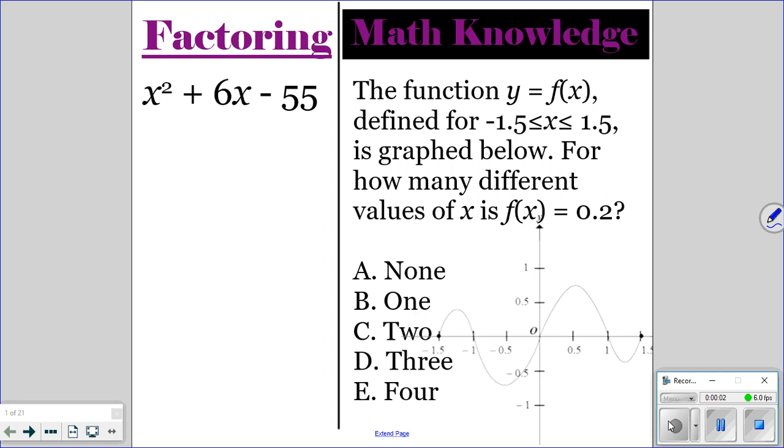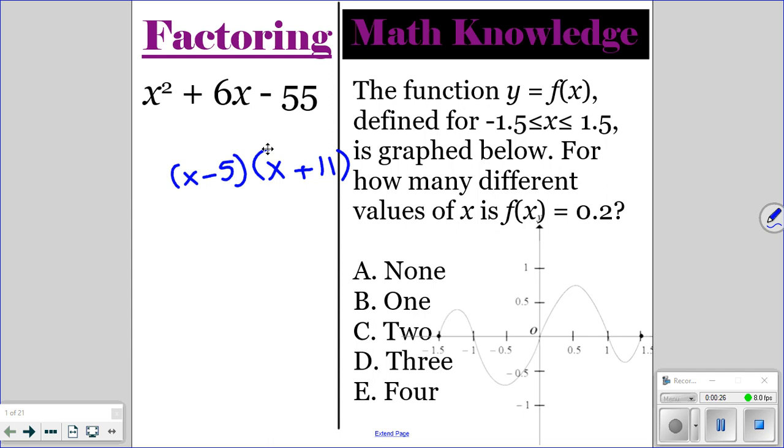All right, so y'all go ahead and do the factoring and the math knowledge question for today. Pause the video, and then once everyone is finished, you can unpause the video and I'll go over the correct answers. So for the factoring, the answer is going to be x plus 11 and x minus 5.